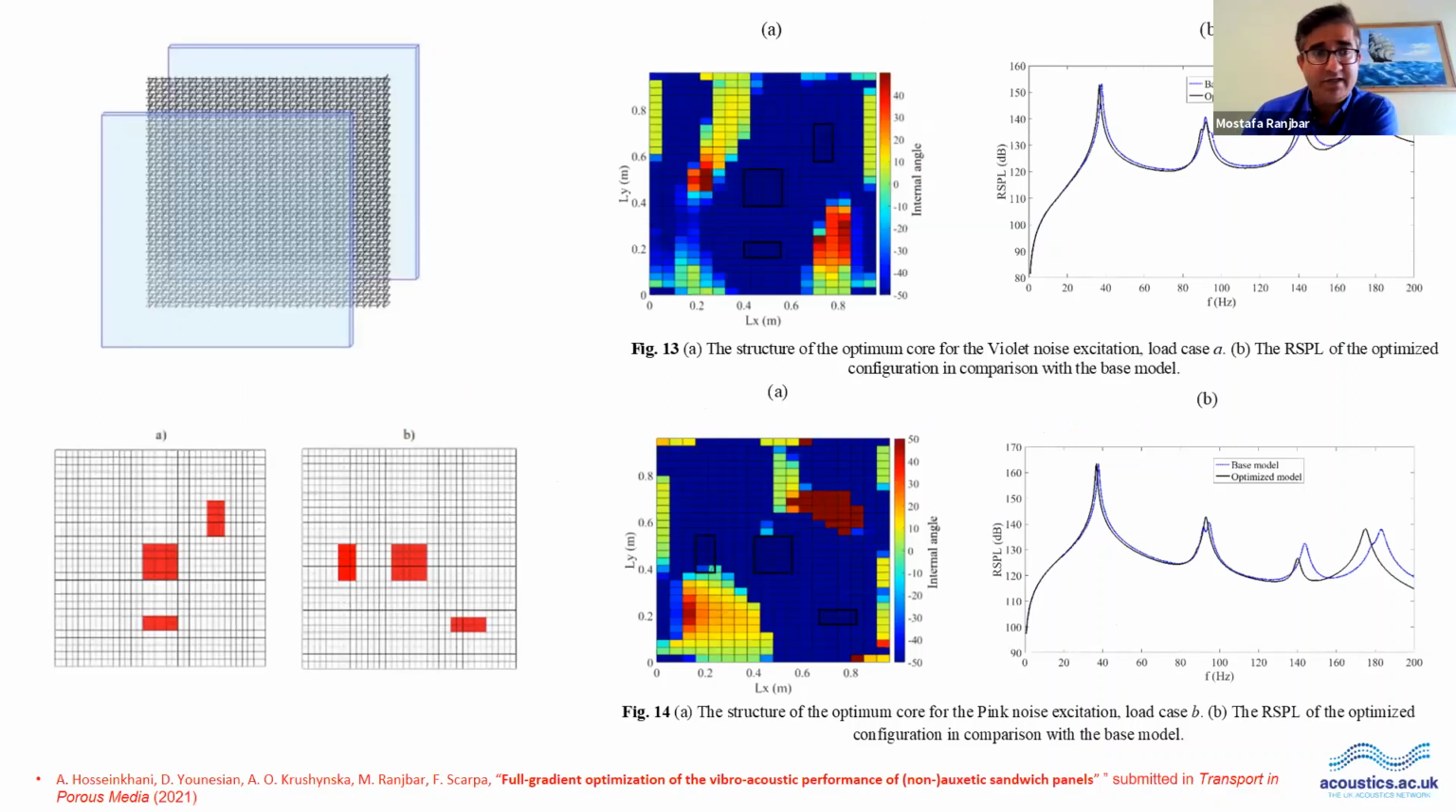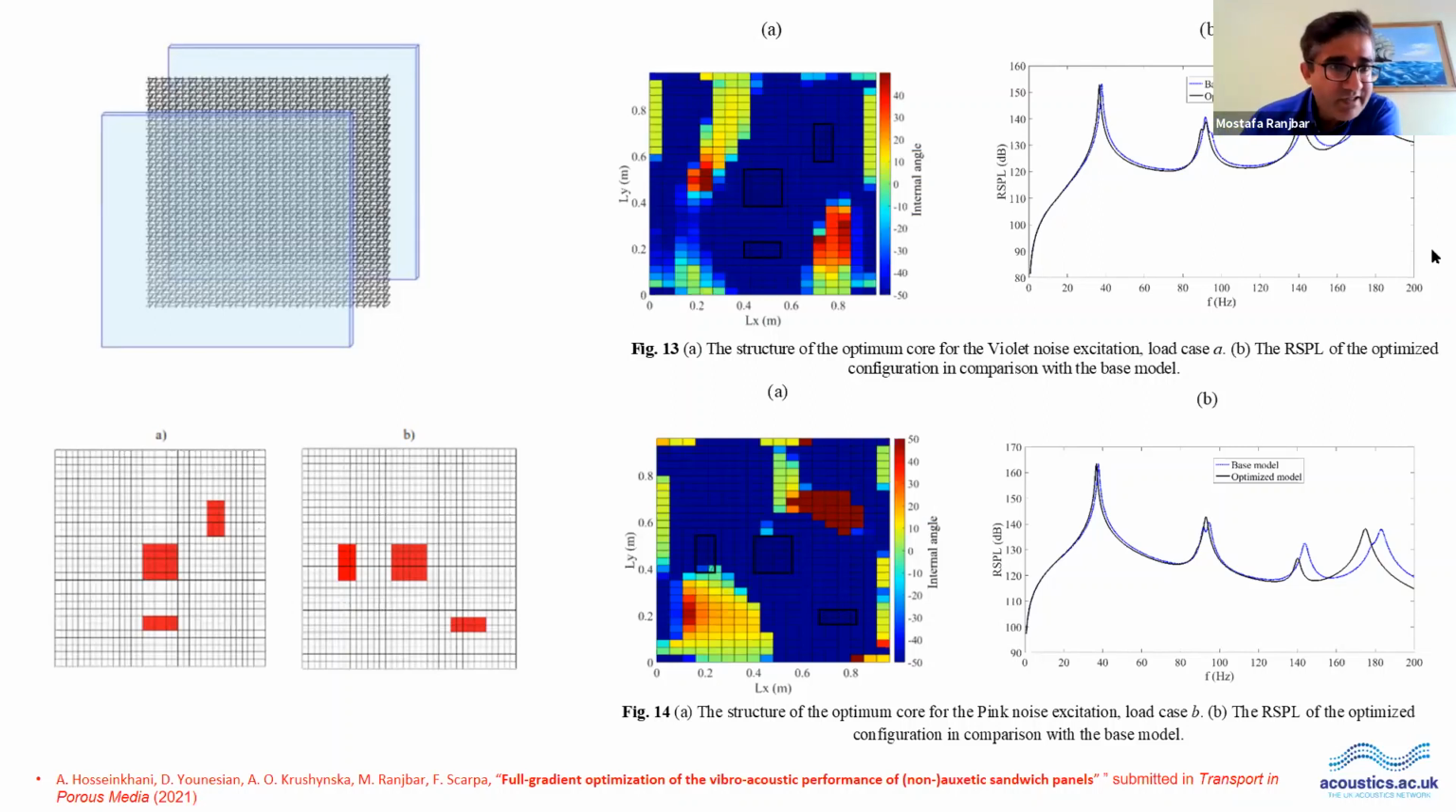Another paper, which is submitted to Transport in Porous Media, is a result of collaboration between several universities and several countries. It is about full gradient topology optimization. If you remember that plate, it was the subject of my PhD thesis. One of my PhD students started to consider 5 areas and then 9 areas for gradient topology optimization. Another PhD student considered full gradient across the whole of the structure.